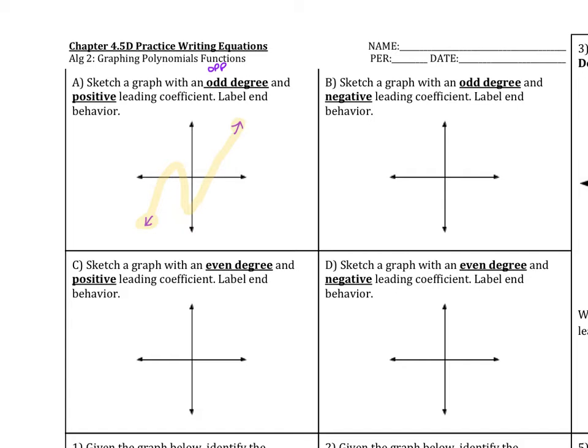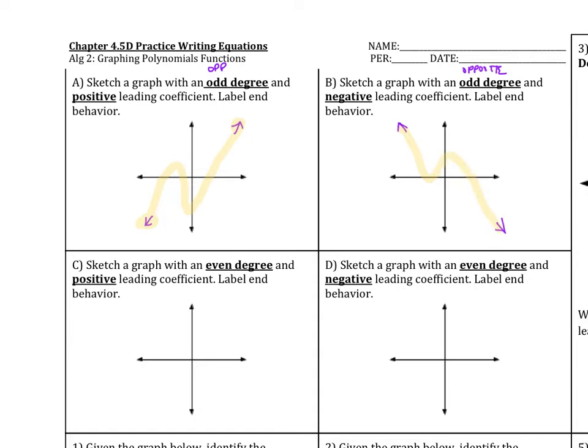So the second one is odd and negative. So odd is still in opposite directions. So think about that as a negative slope. So up on the left and down on the right. Then anything can happen in the center. Could make a wave here and then come back down.